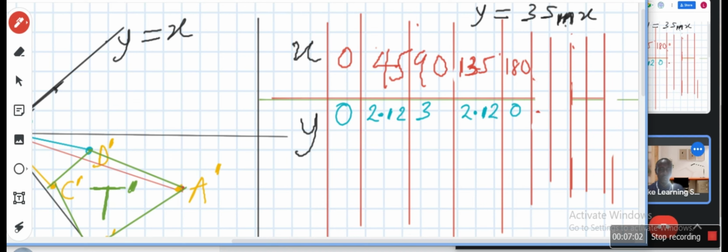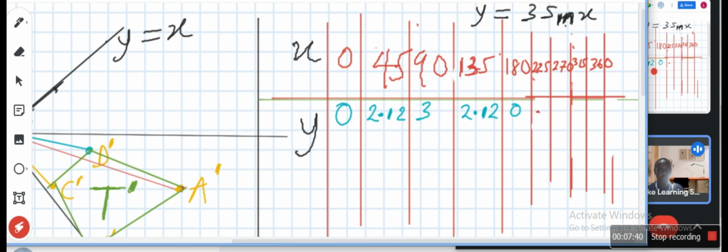180 plus 45 should be 225, sorry. 225, maybe that's what I was trying to write. This one is 270. 270 plus 45 is 315, before 360. I jumped so many of them, but it's not a problem.